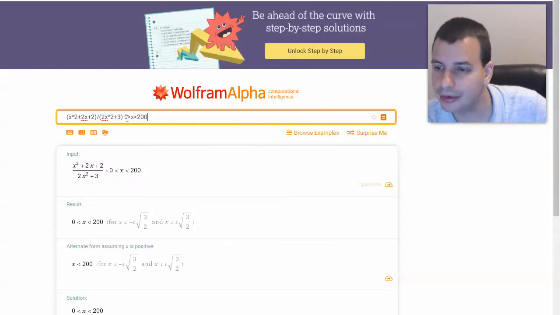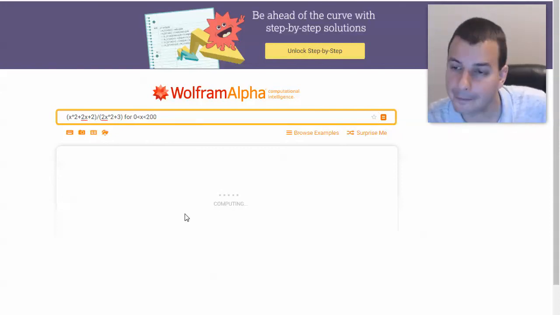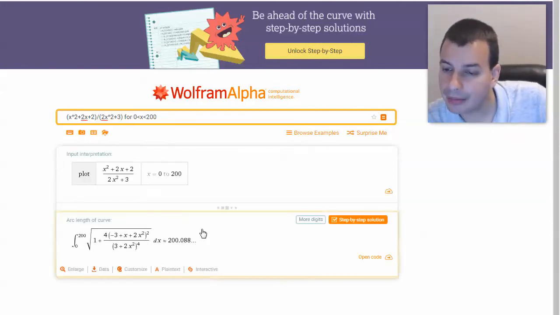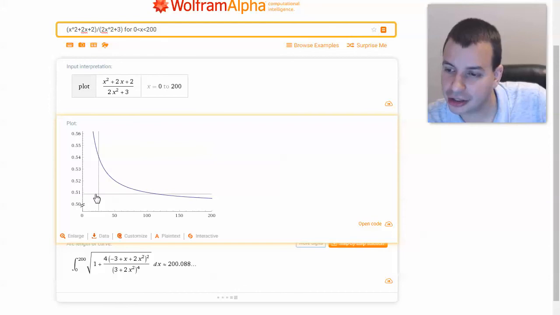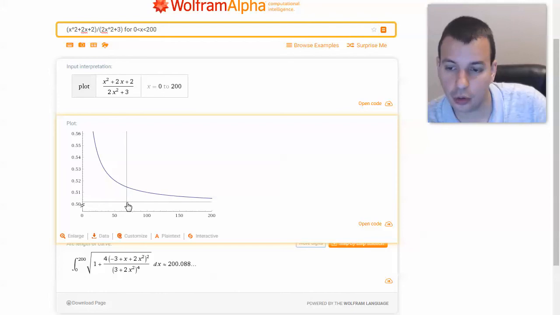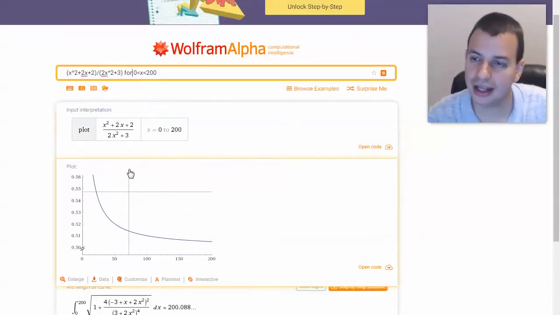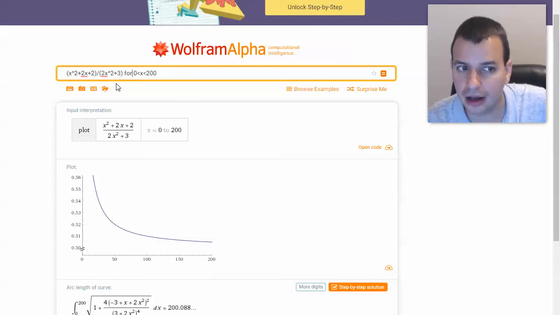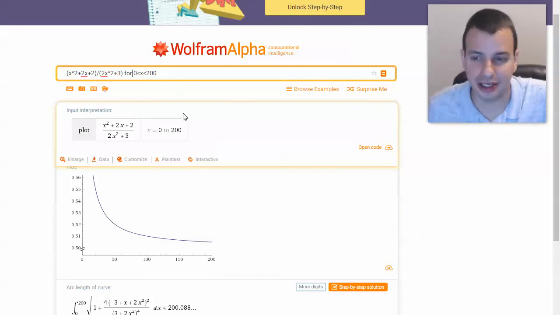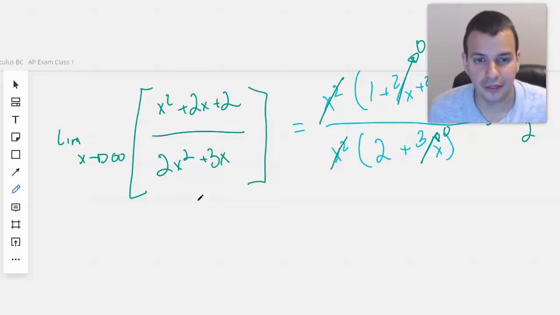No, that looks like 4. That way it knows we're talking about the domain. And you see as it goes way out, it's getting closer to 1/2. So right here, we have a horizontal asymptote, where as x approaches infinity, y approaches 1/2, which kind of seems reasonable. And that's another form that you'll see with these limits.